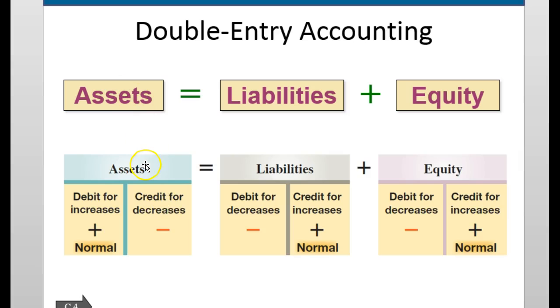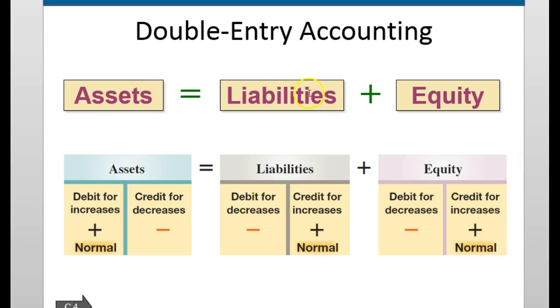So, if it is an asset account, like cash, land, accounts receivable, and you want to increase that account, it is a debit on the left-hand side of the account. If you want to decrease it, it is a credit. So anything on the left-hand side of the equation increases with a debit. Anything on the right-hand side of the equation will increase with a credit. Did a light bulb just go off?